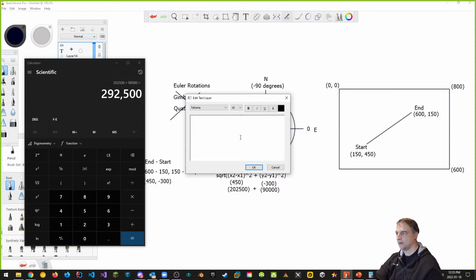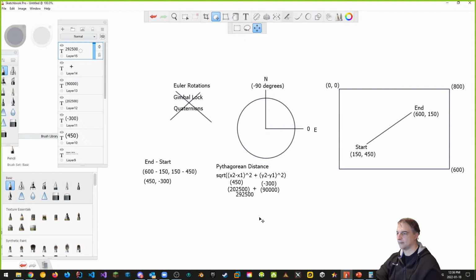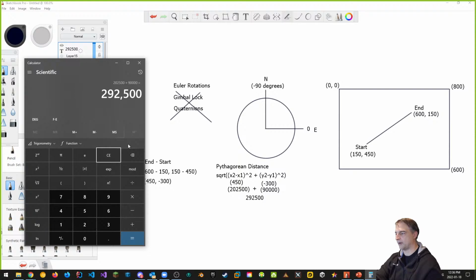So 292,500, which is pretty straightforward, right? That's the combined value. And then we take the square root. I'm going through this step by step with you guys so that you see it. And here's the square root, 1 over x, right?